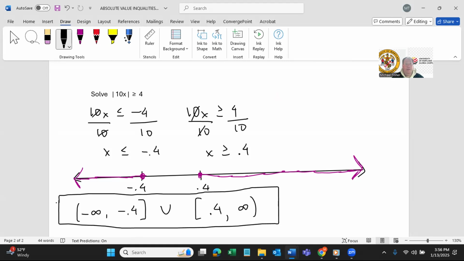So that's how to solve an absolute value inequality that's greater than or equal to 4 in this case, or in general, any positive number.